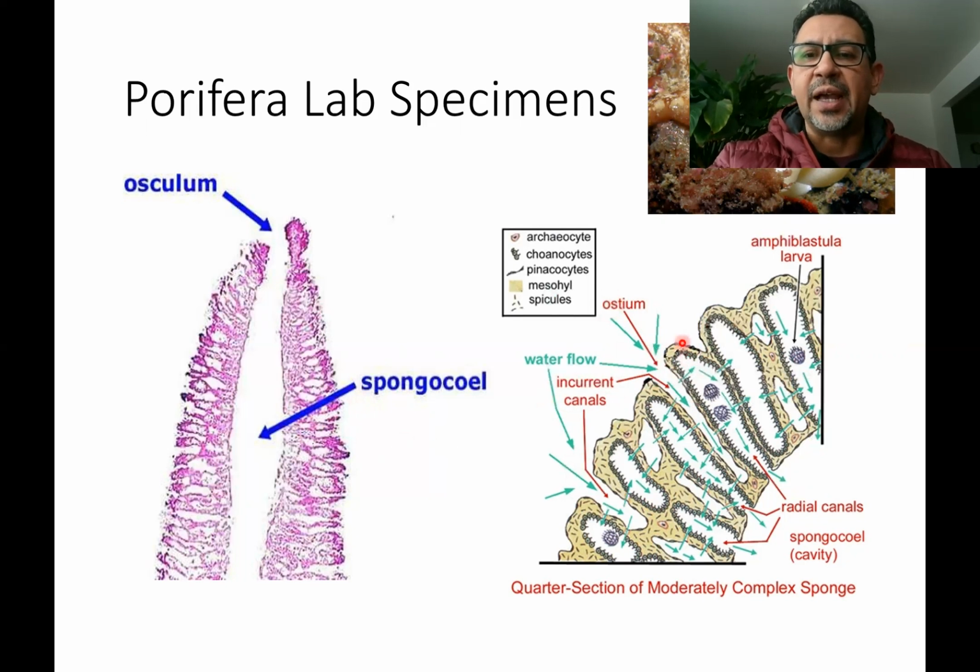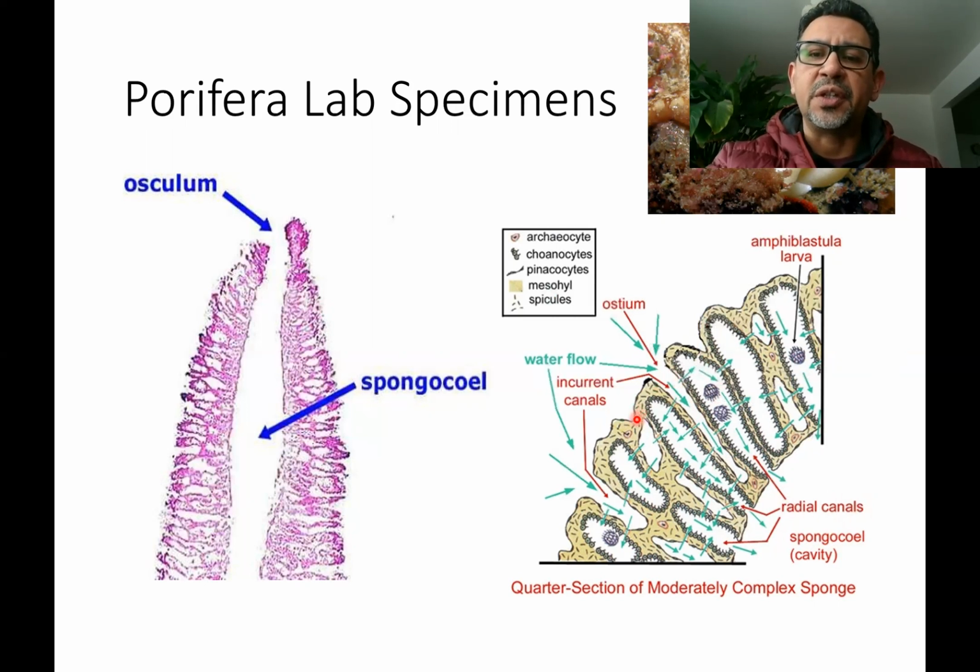Collectively, all the ostia allow for water to move into the body of the sponge. Once water enters into one of the incurrent canals, water will next move into internal canals that open into the sponge cavity, or spongocele. These canals have a different name. The ones that are opening into the spongocele are known as radial canals. And you can see that name designated here in this illustration.